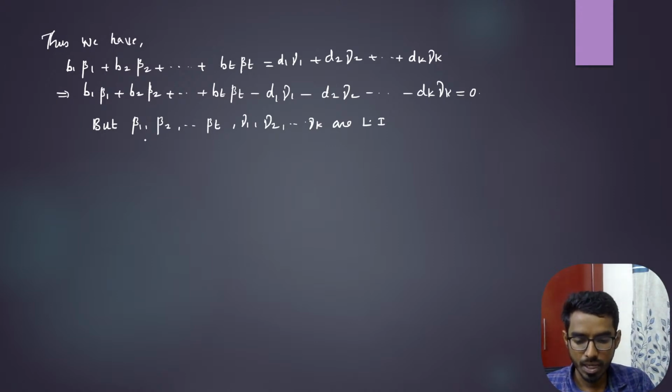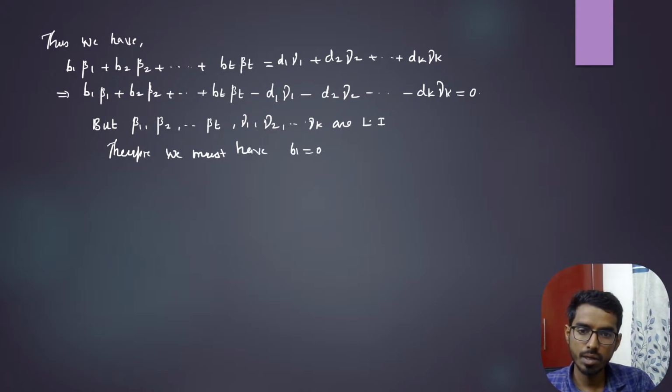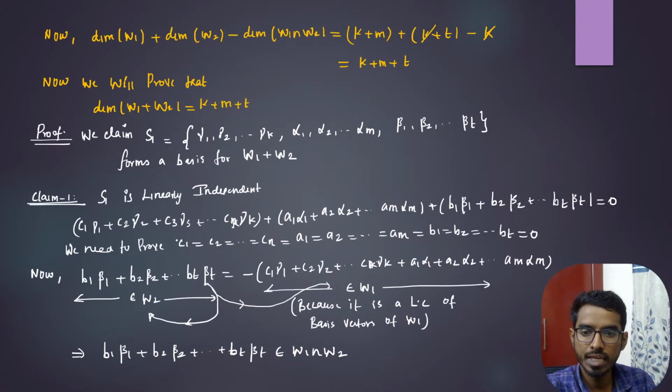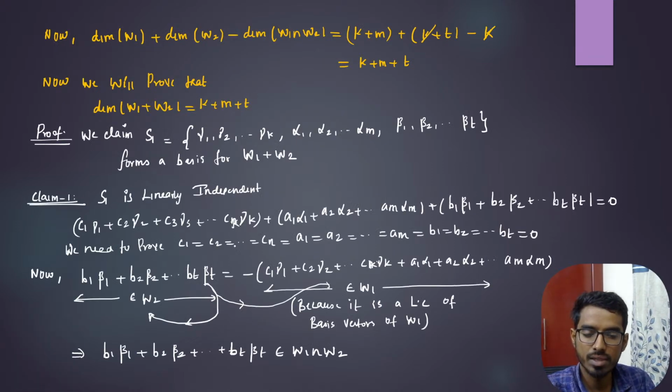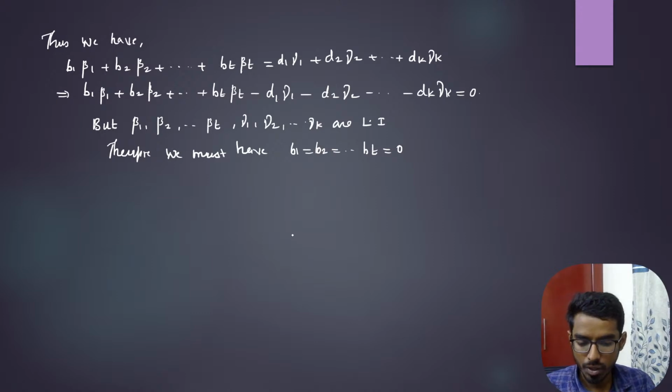Therefore we must have b1 equal to b2 equal to and so on up to bt equal to 0. Okay, what is our aim? Our aim is to show these are all 0. Now, as of now, I proved this part: all the bi's are 0. I proved this part, right? Okay. Now, similarly, I need to prove what? These two parts. All the c's and all the a's are 0. We need to prove, right?